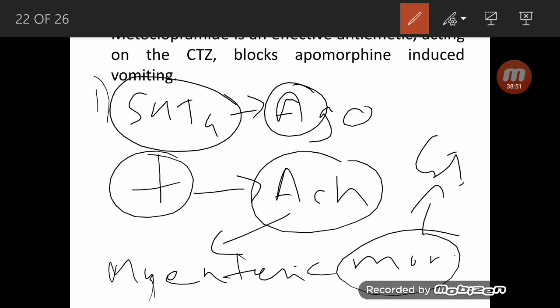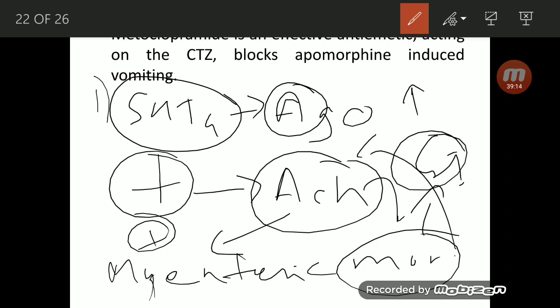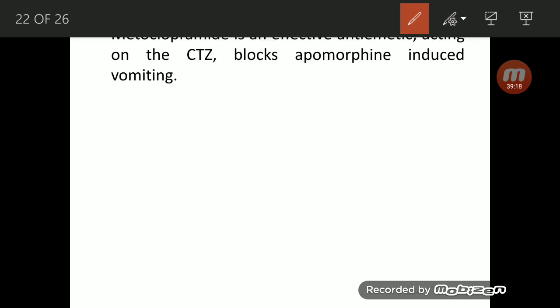So as we know, whenever acetylcholine is released in your GI tract, it is going to increase the motility of your gastrointestinal tract. So whenever metoclopramide acts on your 5-HT4 receptor, it activates your myenteric motor neurons. These motor neurons liberate acetylcholine in your gastrointestinal tract. So after it goes into your gastrointestinal tract, it is going to increase motion in your gastrointestinal tract.